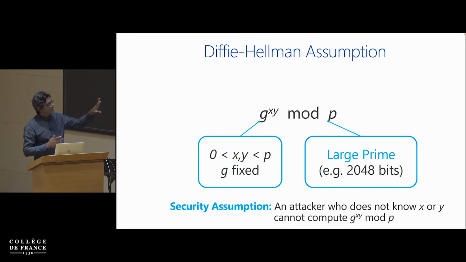And the assumption that we're making, the reason why the core construction is secure, is because an attacker who does not know X or Y cannot compute G to the XY mod P. Okay, so it's like the Diffie-Hellman assumption. You can break it down in different ways, and there are many different ways of formalizing this. This is just an informal way of writing it down.